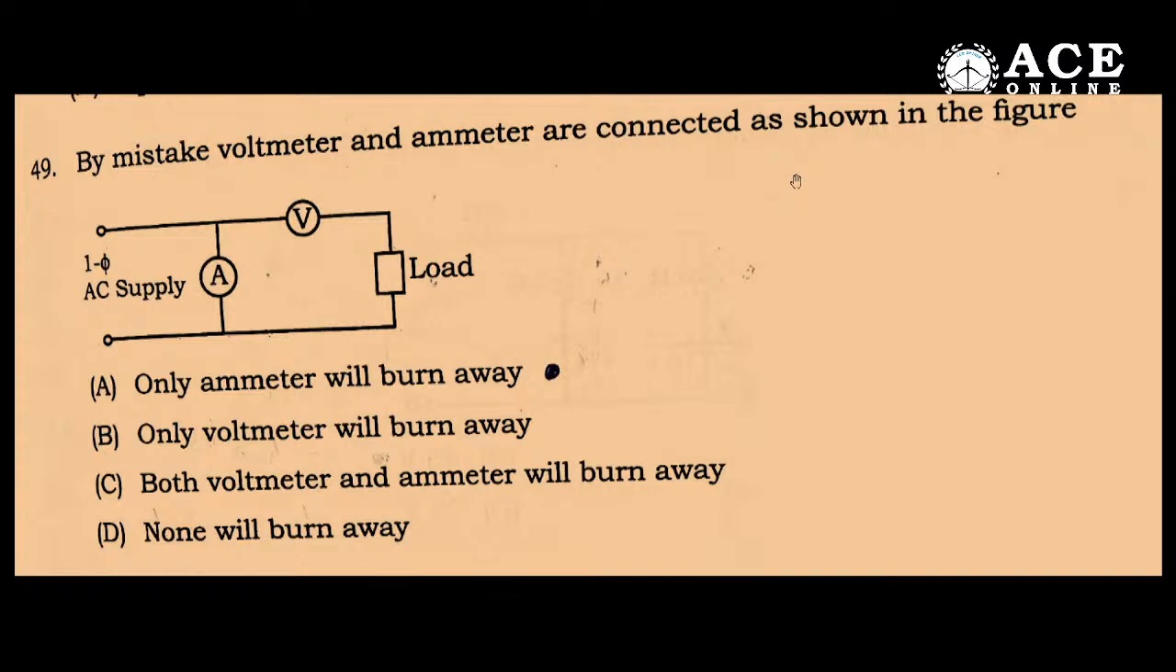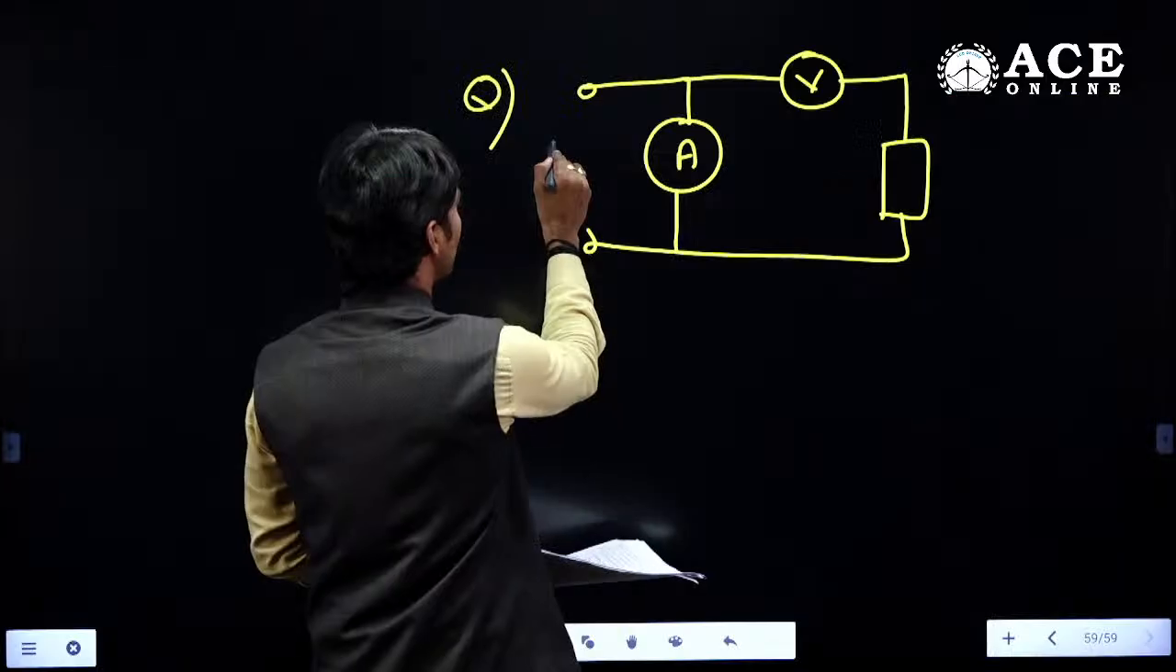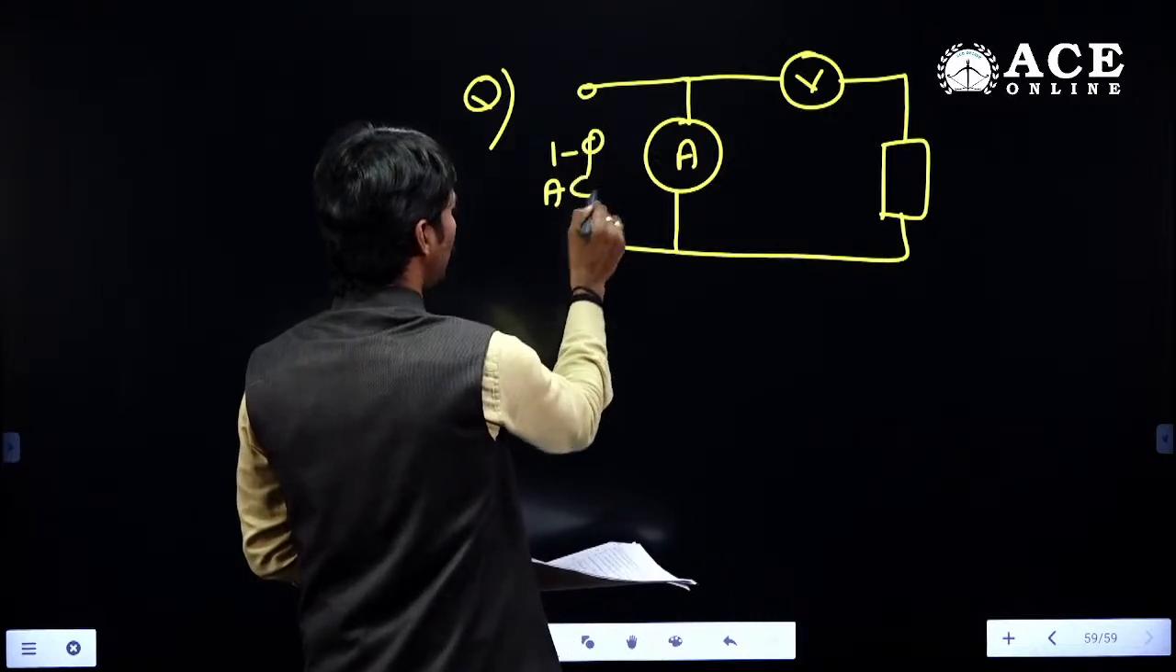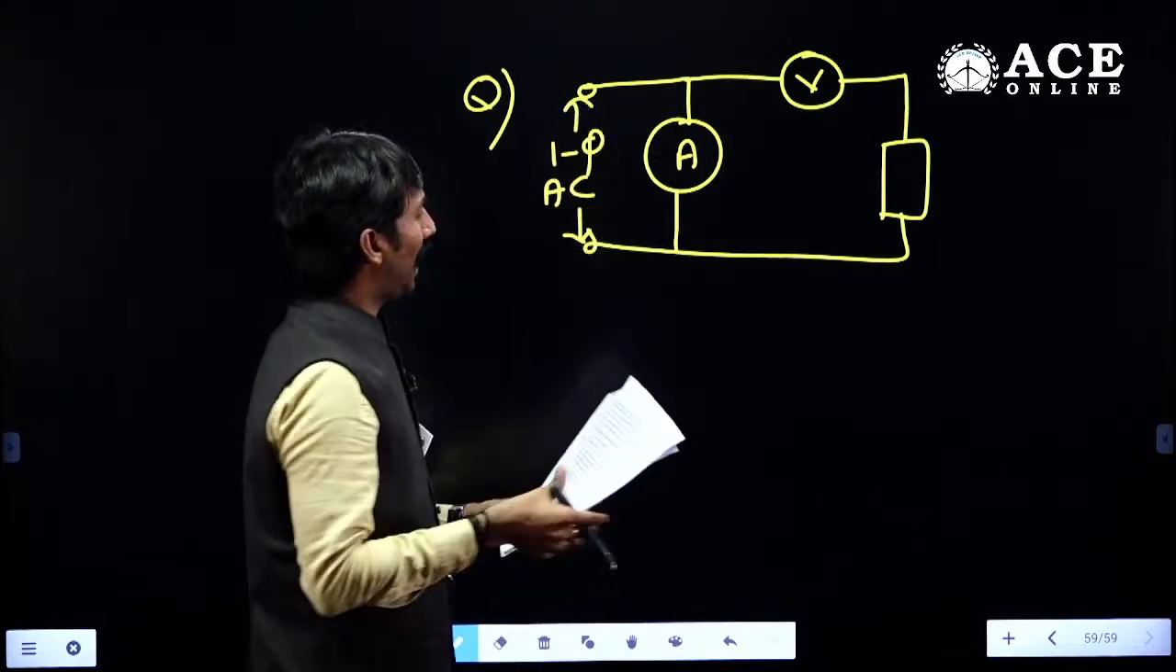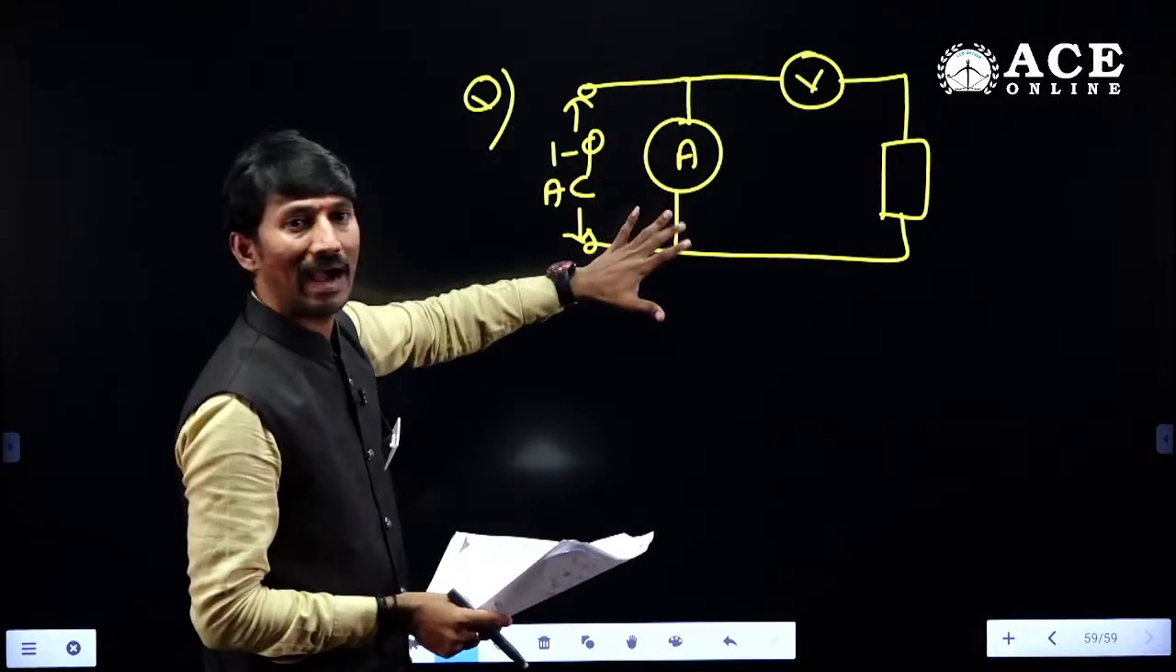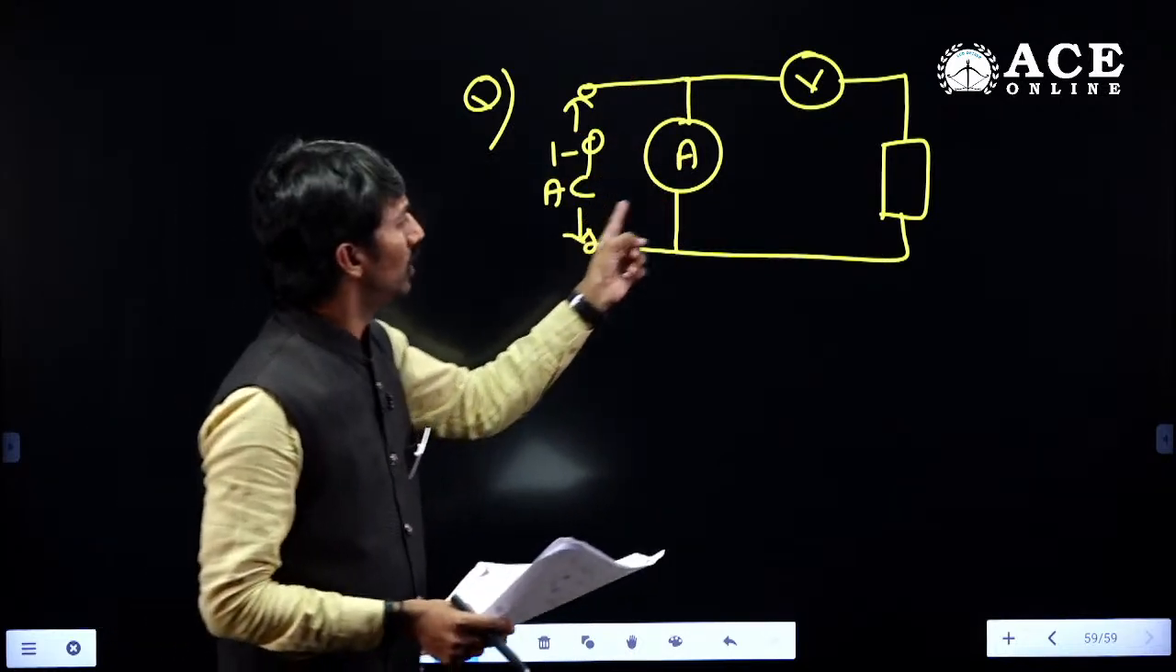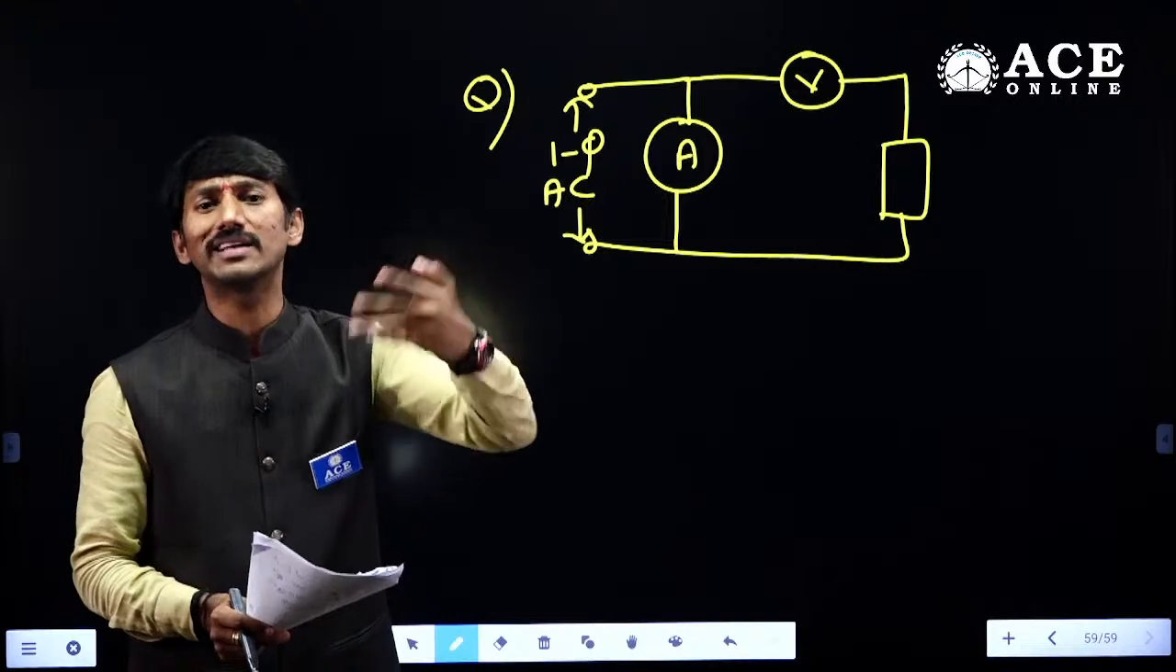But in the question, they have not mentioned whether it is ideal or practical. But according to the options, we can understand that ideal meters are being given. Now, this is the supply. The ammeter is connected in parallel across the supply, and if nothing is given, we need to treat it as the ideal case.